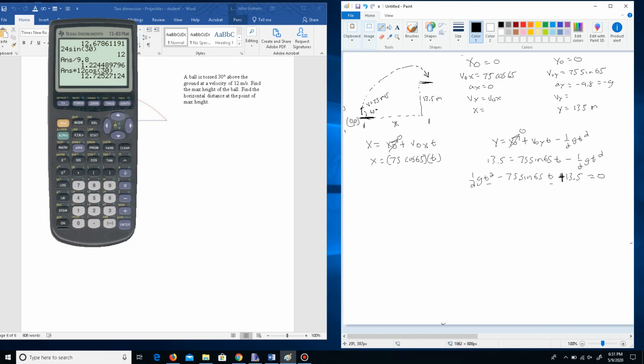But before I do that, let's see. We don't know Vy. This will be 75 sine 65. That's your V sub y, V sub 0y minus g times t. Yeah, and we don't know the time here. So that's not going to be any help.